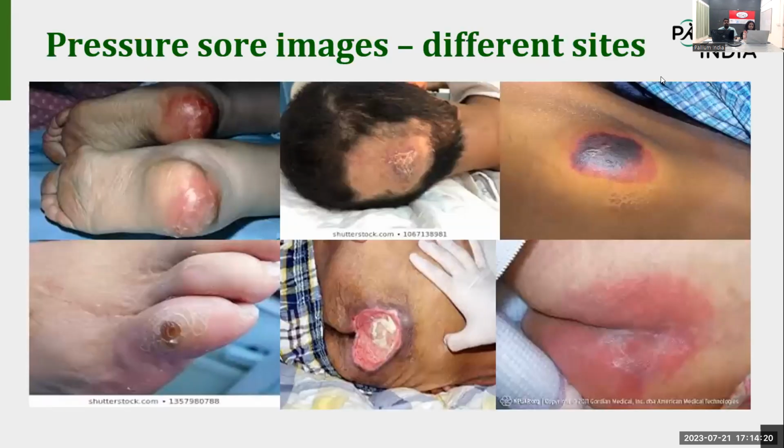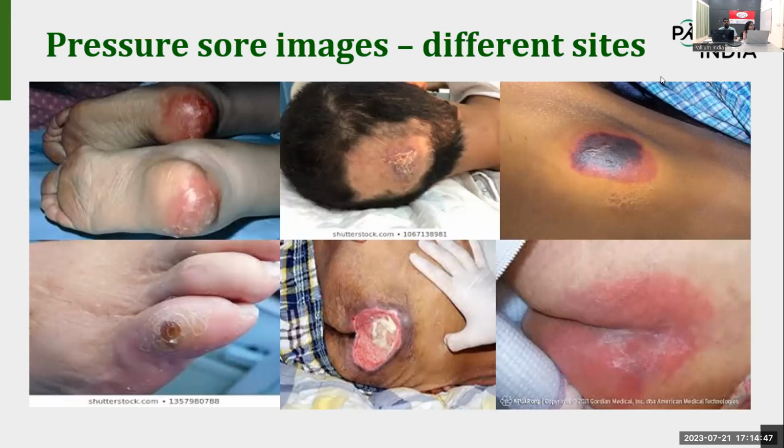So these are some of the pictures I'm showing as an example. It's a real image only. First picture, backside of the sole region, underside of the sole, then the head, the occiput area. Then this third picture is the scapular region. Then the last one, the fourth one, is the last toe.